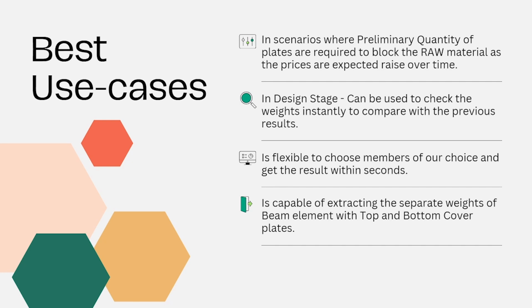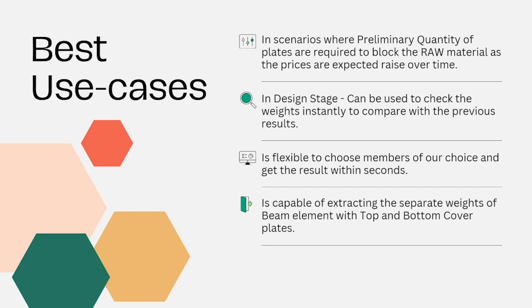Whatever we are doing is before pre-processing. So all the information which is required to extract the weight is in the model itself. So the MTO Generator has the flexibility to choose members of our choice. Whatever members we want, we can just select those members alone and take the weight by clicking a button. And finally, it is capable of extracting the separate weights of a beam element with top and bottom cover plates. Yes, in the key features, as I said earlier, it is the same.